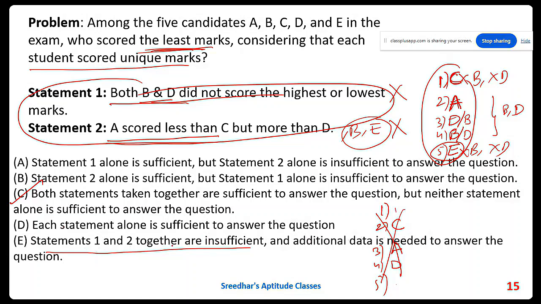But the option E should be: statements 1 and 2 together are not sufficient, additional data is required to answer the question. But here both statements together are sufficient to answer the question. Neither statement alone is sufficient; together they will give you the answer. So C. I think there is a mistake in the options. So don't get confused between E and C. E is both together also not sufficient. C is both together sufficient. So here both together are sufficient to answer. Therefore answer C. I hope you understood.